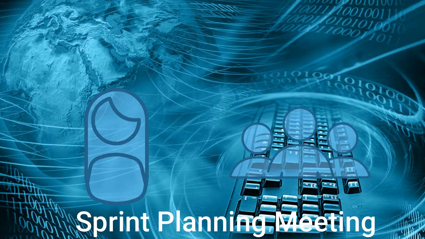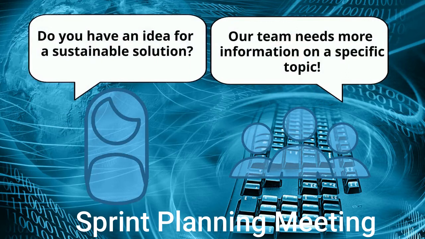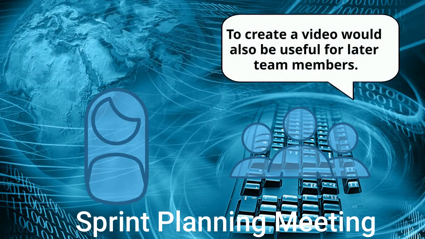In the sprint planning meeting, the developers can come to the conclusion that they need more information about a specific topic. Then the product owner can adjust the product backlog to the needs.